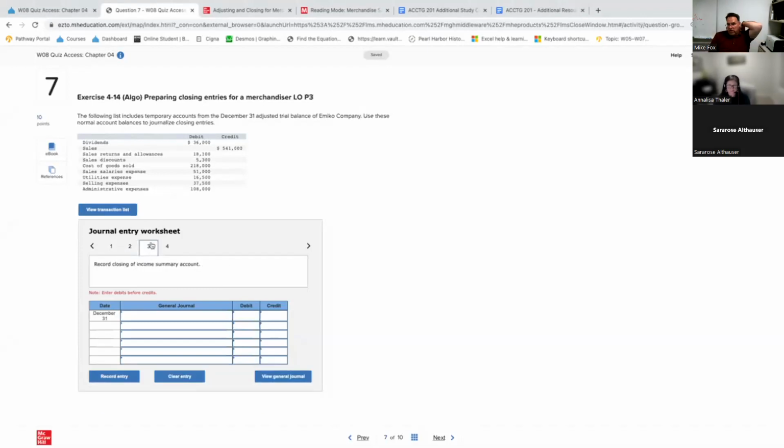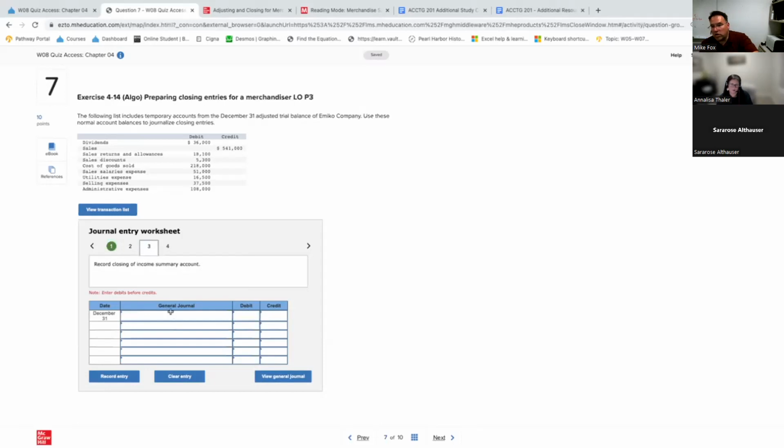No. So we close revenue to income summary. So go back to number one. When I do number one and I close that to income summary, I'm going to debit my sales, not sales discounts, just my sales, which is that 541,000. That's going to go to income summary. So then that's what's going to apply here.